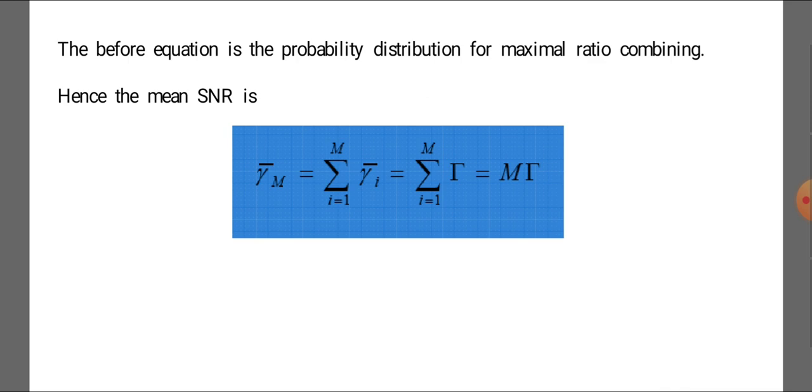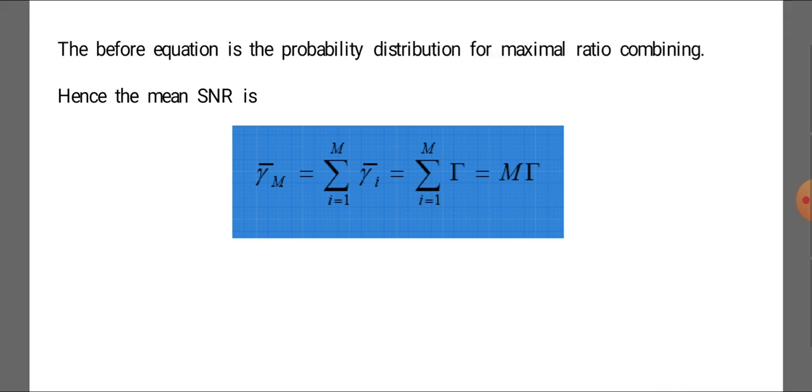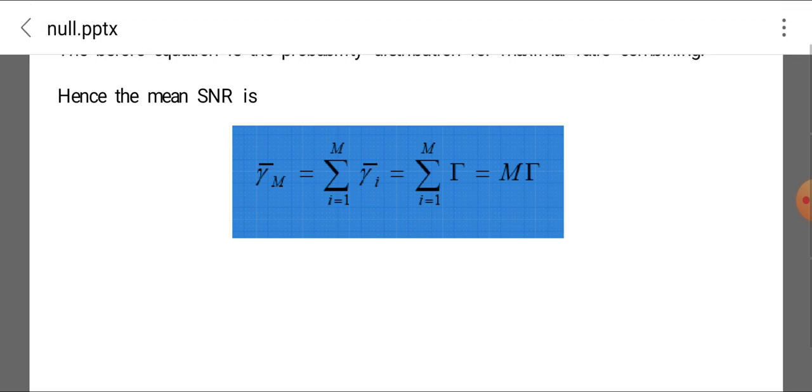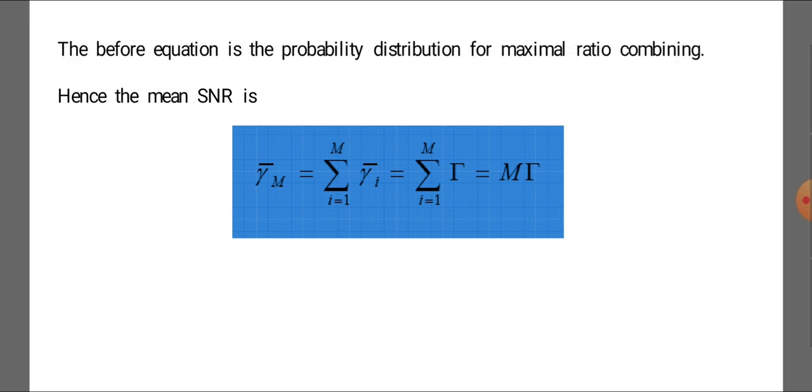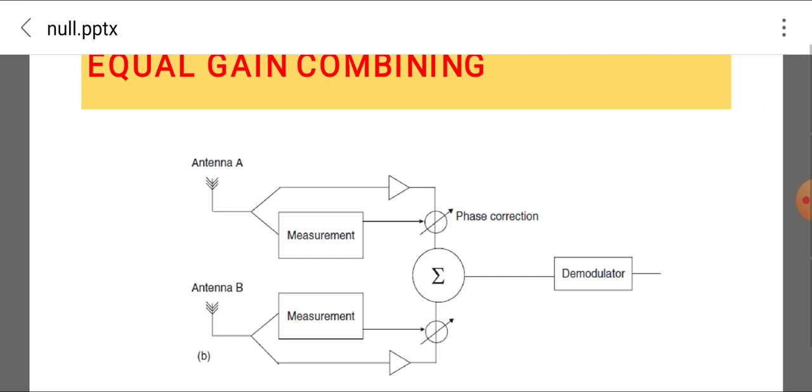Then the mean signal to noise ratio is given by gamma M average, which is equal to the summation of gamma i average, the average of the instantaneous signal to noise ratio, which we already know as capital gamma. So capital gamma is the average signal to noise ratio for every branch. So totally there are capital M number of branches, so the mean SNR is equal to M into capital gamma.